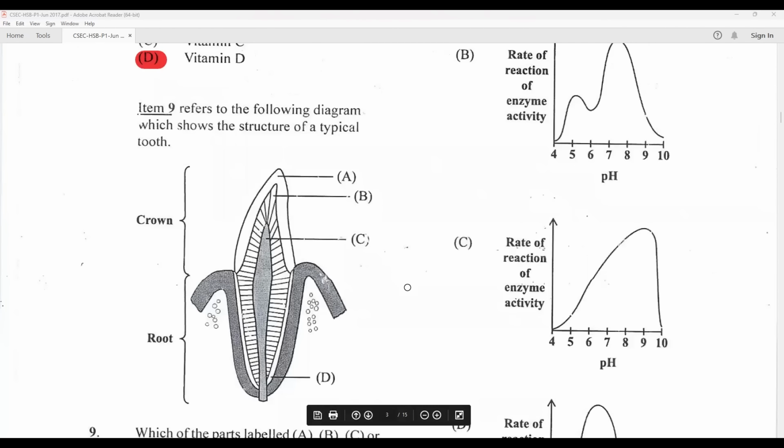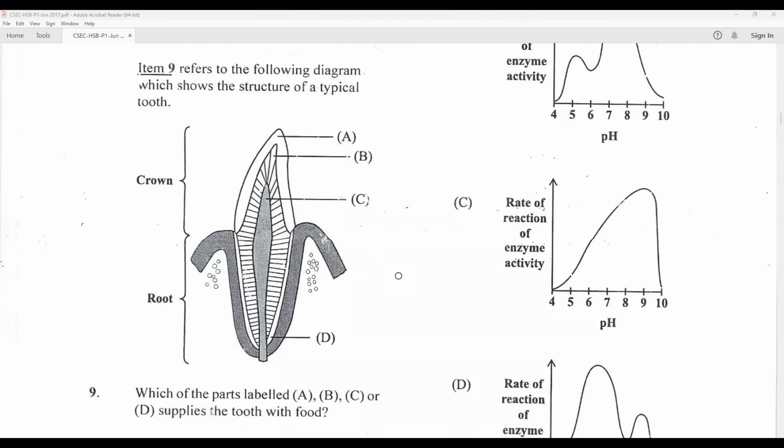Question 9 refers to the following diagram, which shows the structure of a typical tooth. Which of the parts labeled A, B, C, or D supplies the tooth with food? And we are watching the label lines, and we see the C goes across to the pulp cavity, which supplies the tooth with food.